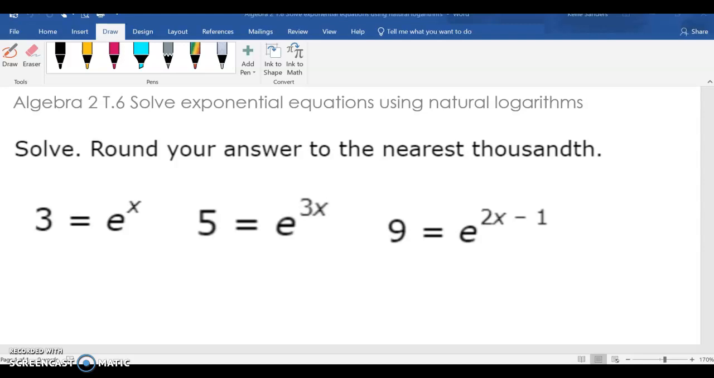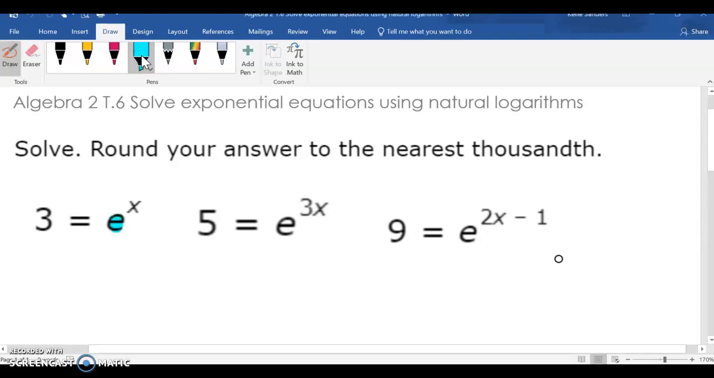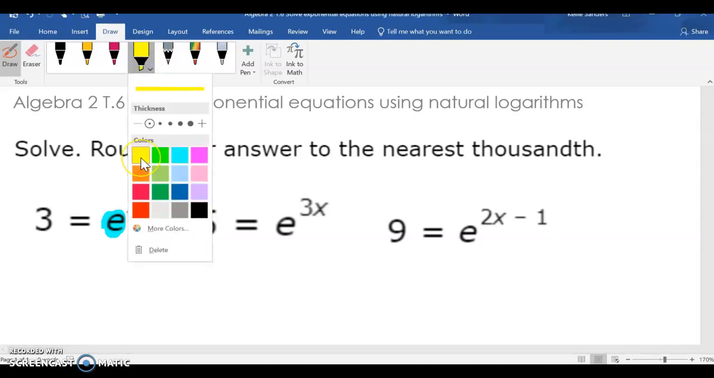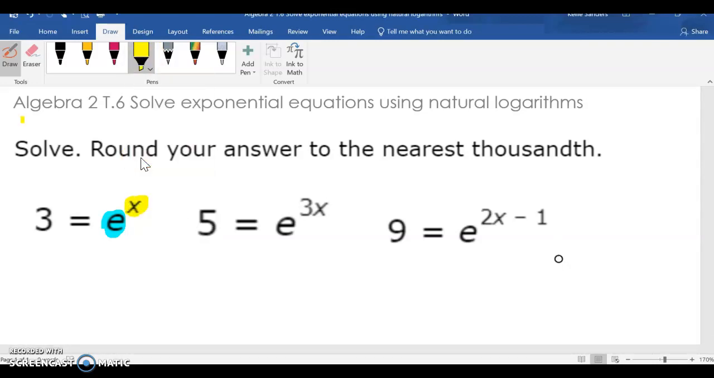T6. We're going to solve exponential equations using natural logarithms. The reason we're going to use natural logarithms is because of the e and because of where the x is. If you're solving, the main goal is to get x by itself. But because the x is in the exponent, you just can't multiply, divide, add, or subtract. You've got to be able to get the x down first.